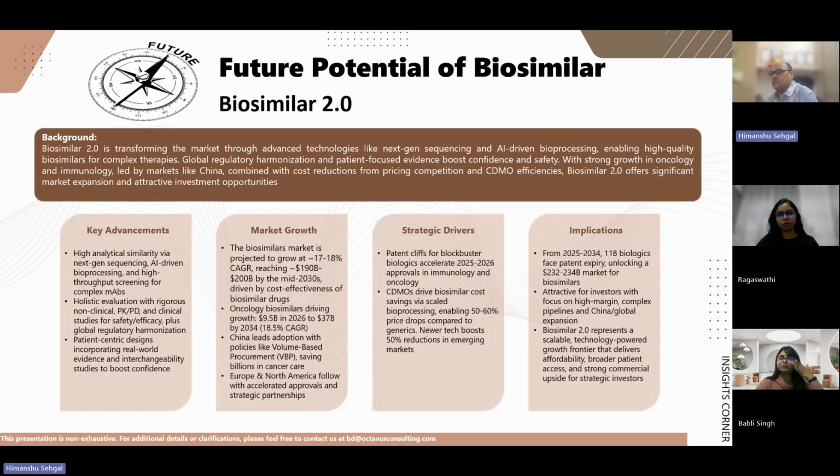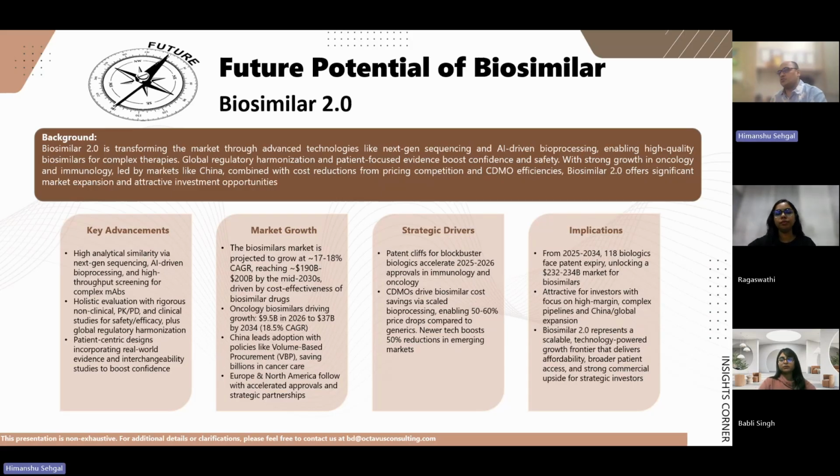Now talking about the market growth, the market is growing exponentially. So far we have spoken about the advancements, but what are the opportunities? The opportunities are very big. By mid 2030s, let's assume 2035, the market is expected to reach between $190 billion and $200 billion. Even with a very conservative estimate, $190 billion is a huge market. Biosimilars as an industry is growing at a CAGR of 17-18%.